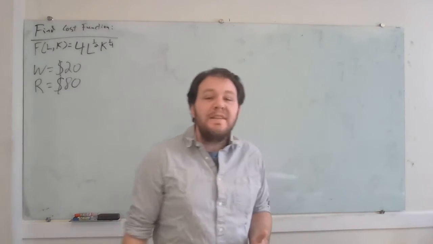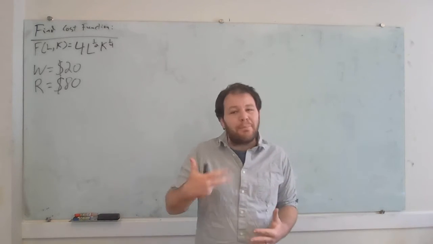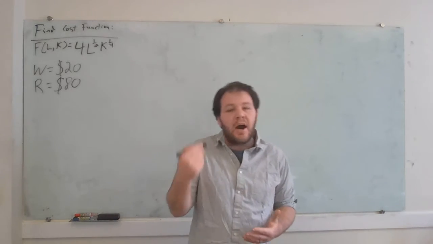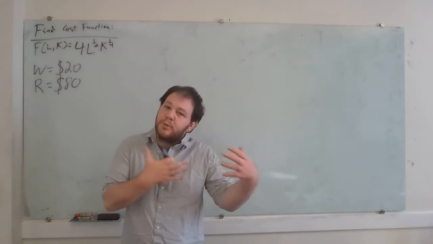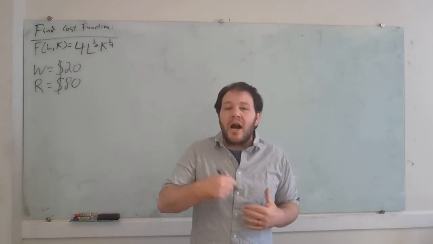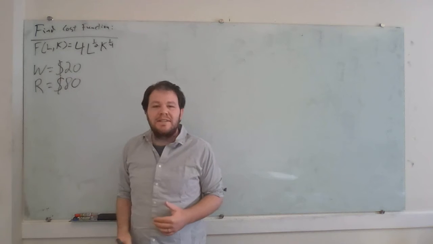So what I'm going to be doing in this video is walking through an example problem where we're going to try to find a cost function on the basis of a firm's production technology and the cost of inputs, right? The cost of labor and the cost of capital.